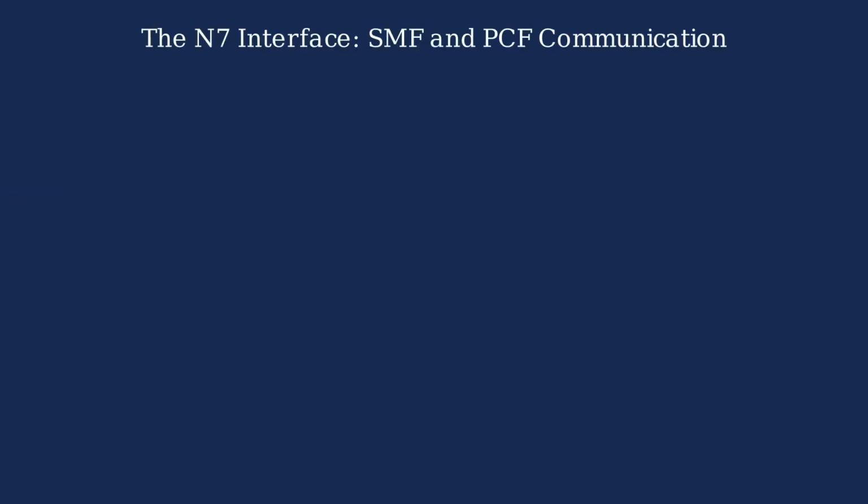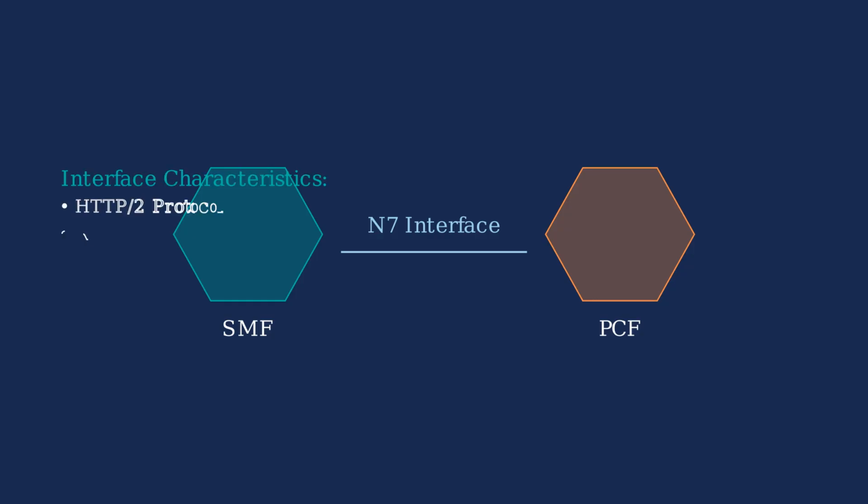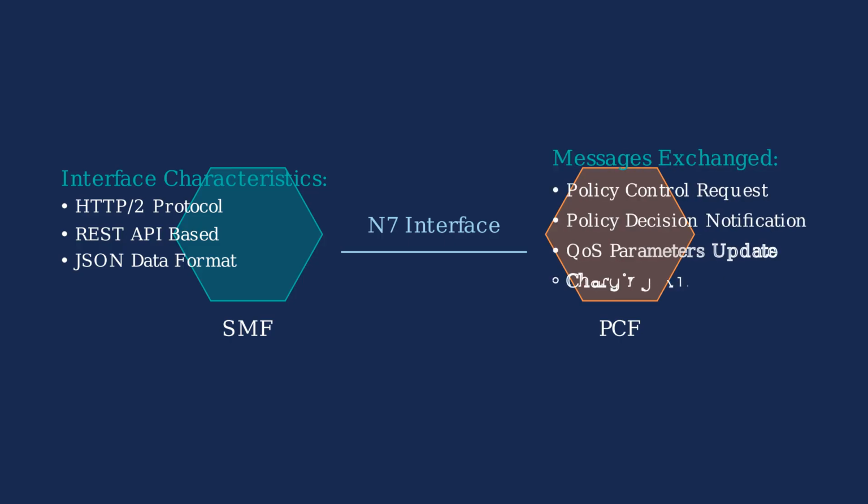The N7 interface serves as the critical reference point for interactions between the policy control function and the session management function in 5G networks. This interface enables direct communication between these two essential network functions. The N7 interface utilizes modern web protocols, including HTTP2 and REST APIs with JSON data formatting. Various types of messages are exchanged over the N7 interface, including policy control requests, decision notifications, QoS updates, and charging rules.